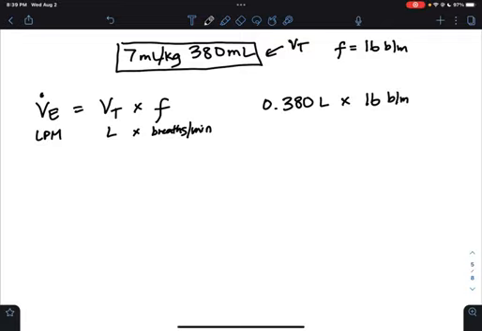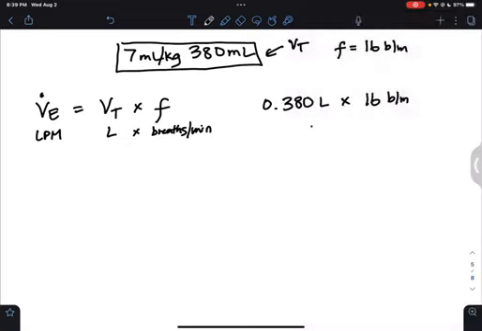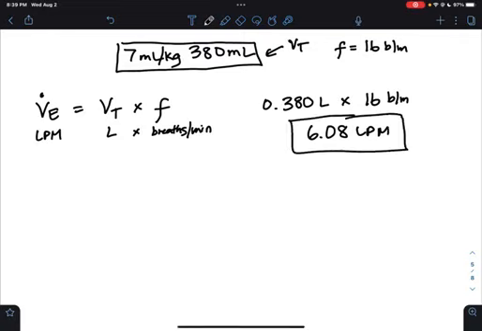And when you calculate that, 0.380 times 16, you get 6.08 liters per minute. This is my minute ventilation. And do you remember the normal range for minute ventilation? I believe it's 5 to 10 or 6 to 10.